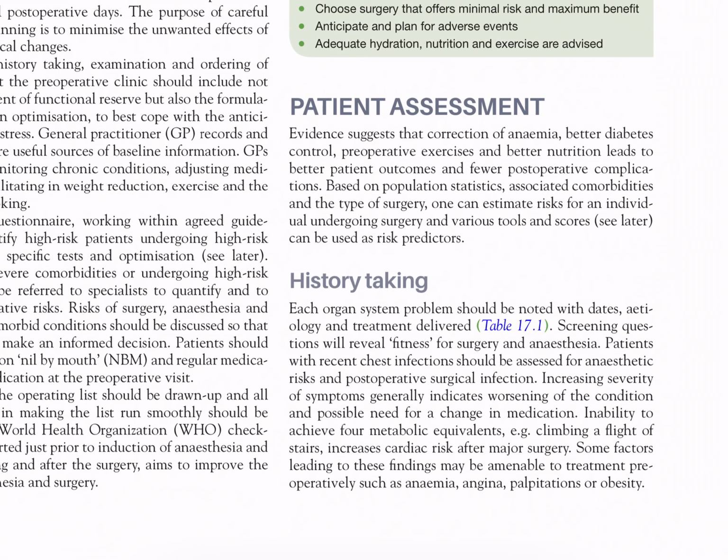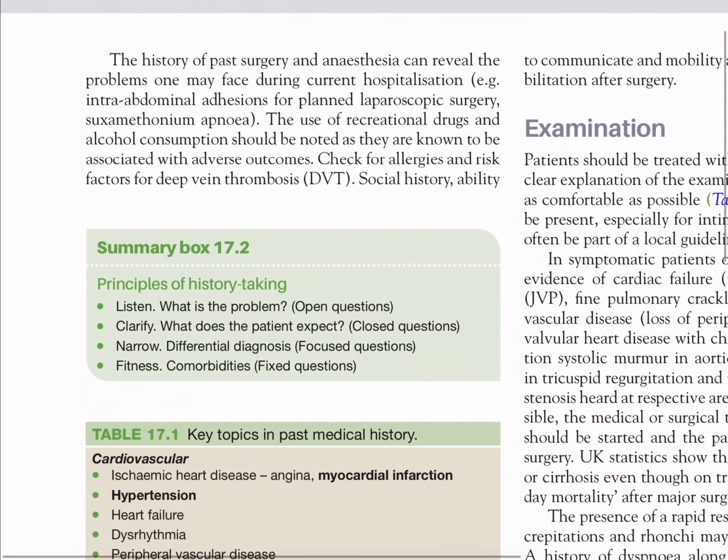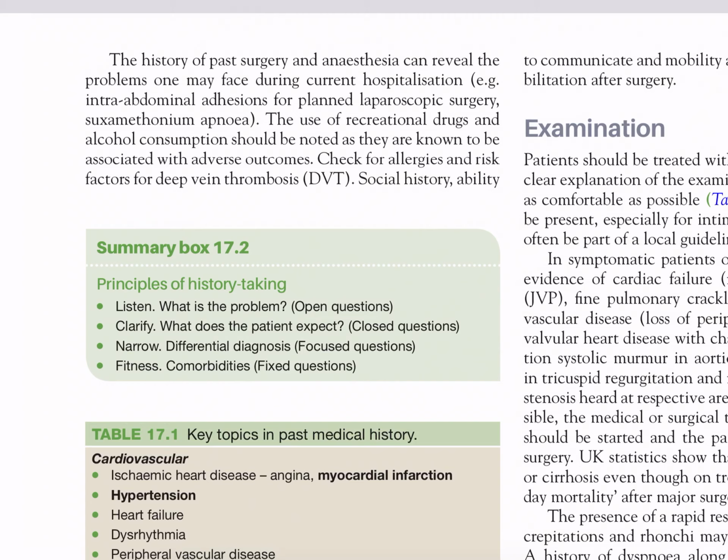Inability to achieve 4 metabolic equivalents, for example, climbing a flight of stairs, increases cardiac risk after major surgery. Some factors leading to these findings may be amenable to treatment preoperatively, such as anemia, angina, palpitations, or obesity. The history of past surgery and anesthesia can reveal the problems one may face during current hospitalization. For example, intra-abdominal adhesions for planned laparoscopic surgery, suxamethonium apnea.